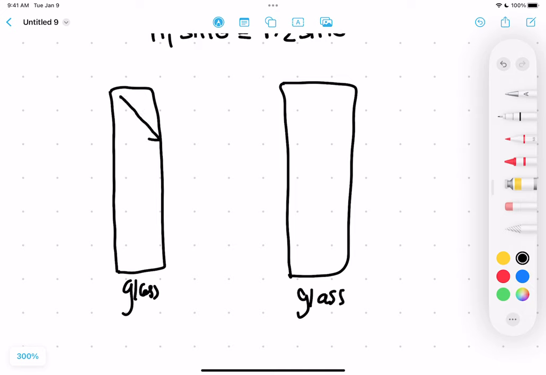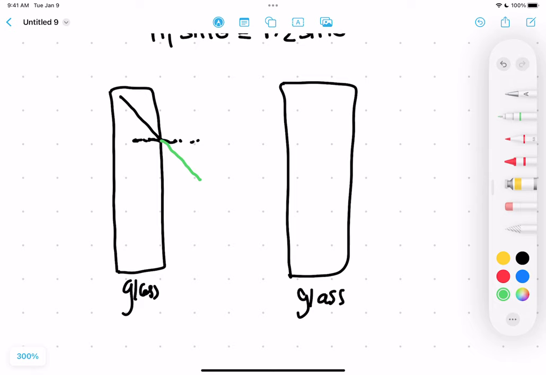We have this incident ray, and then we have this. This is our normal line. The dotted line here is our normal. And so, like I said, we can just continue that ray on. And then it's supposed to be moving away from the normal, because we're going from a high index of refraction to a low index of refraction, right?